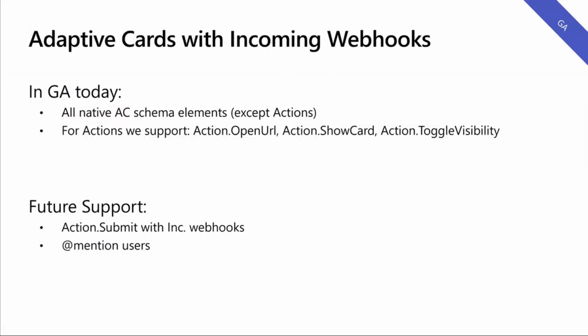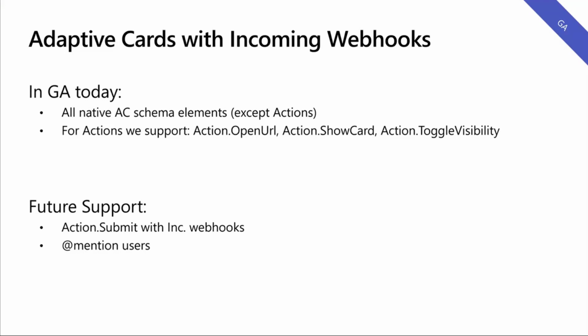Next one, so this is something that we'd announced earlier that was in dev preview. Now we've moved into GA. Also, adaptive cards with incoming webhooks are officially in GA. All native adaptive card schema elements, except actions, are supported.